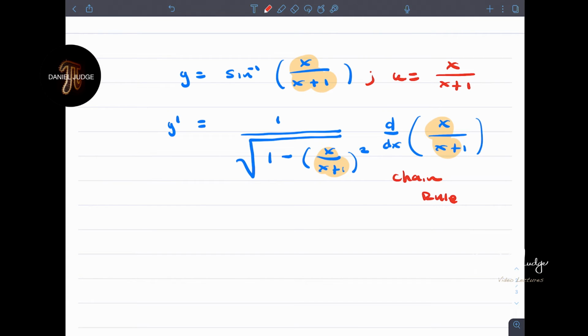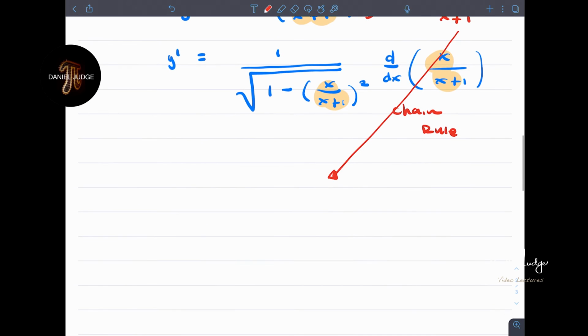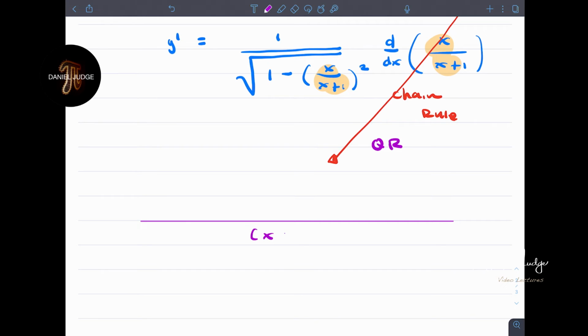This is where the work is going to be, because we have to differentiate x over x plus 1. Remember, you're looking at a quotient, so you're going to have to use the quotient rule. I'll put this portion in purple, quotient rule. Remember, you take the denominator and square it. Bring your denominator x plus 1 up, and then you differentiate the numerator. There's x, d dx of x plus 1.